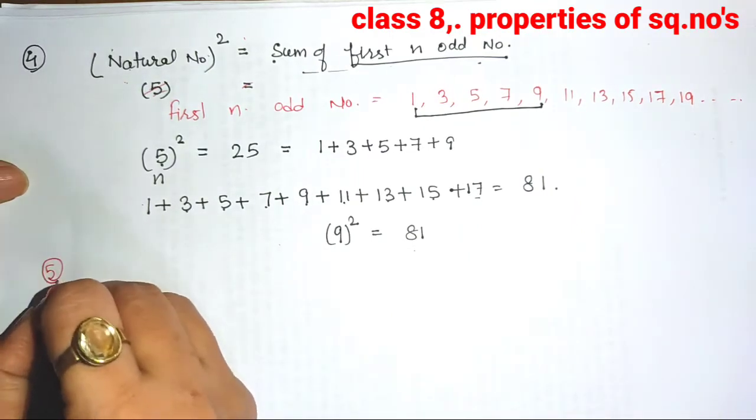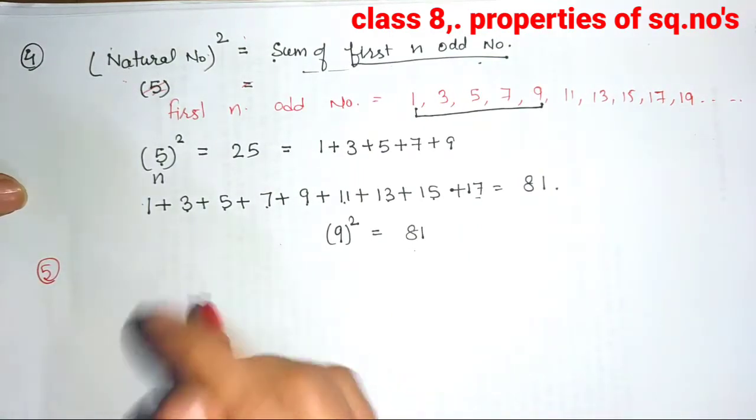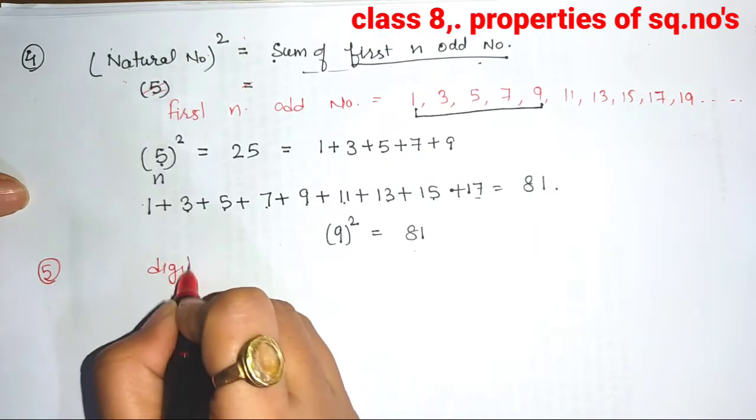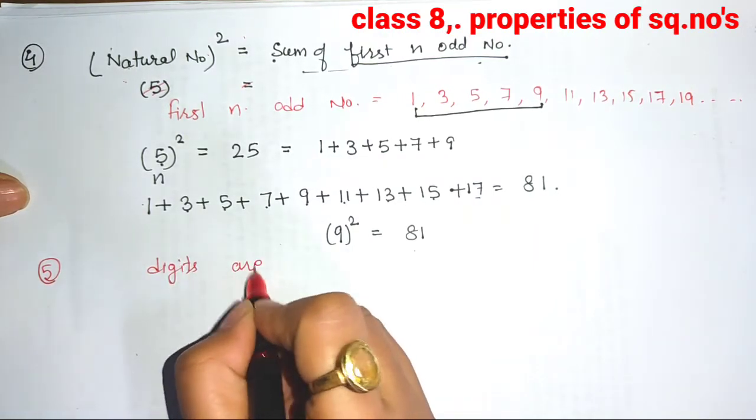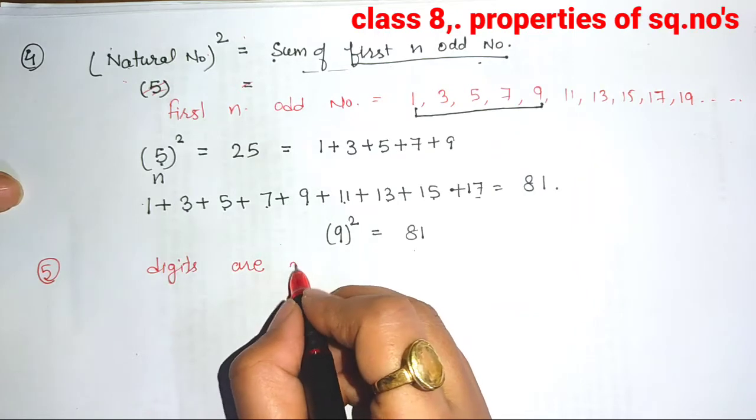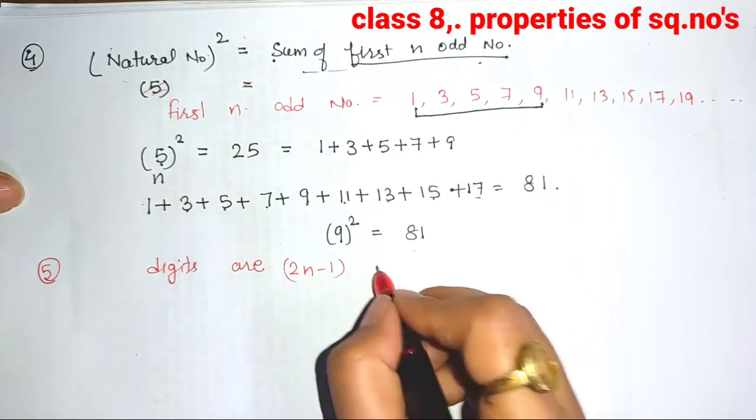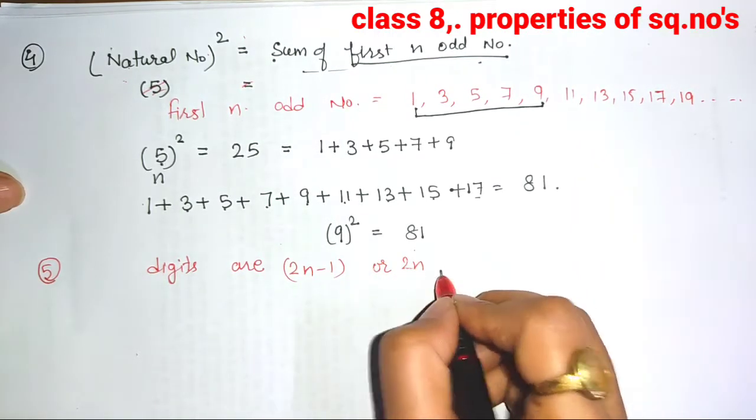When you square a number, how many digits are there? So first I will write: when you square a number, the digits are 2n minus 1 or 2n. Now I will explain how it works.